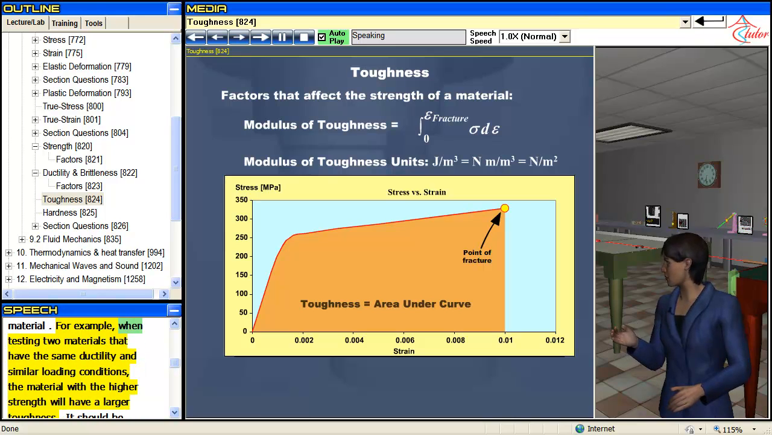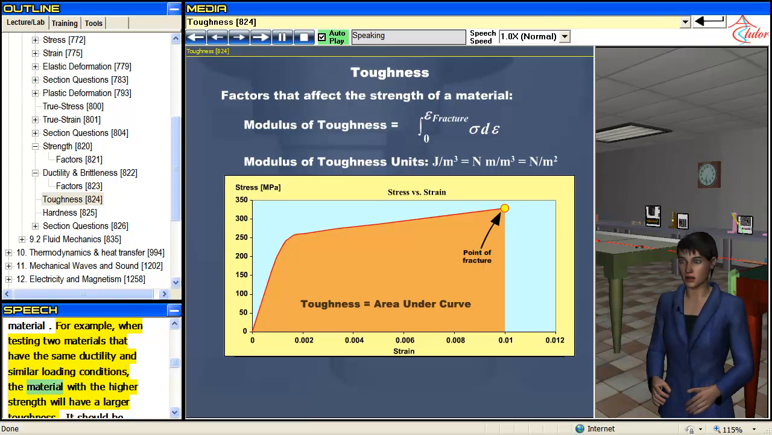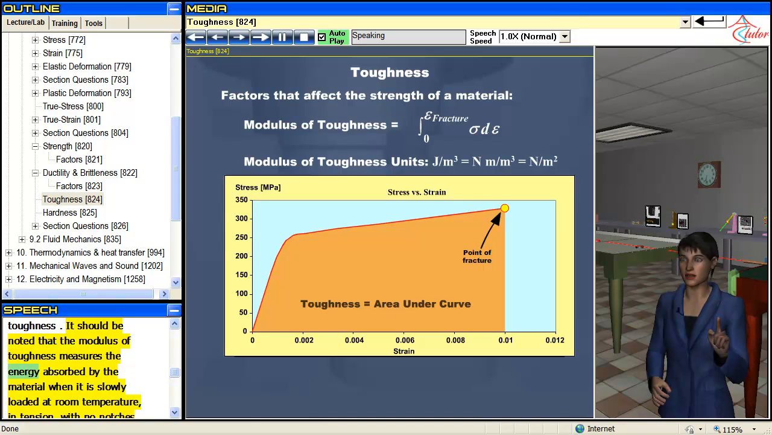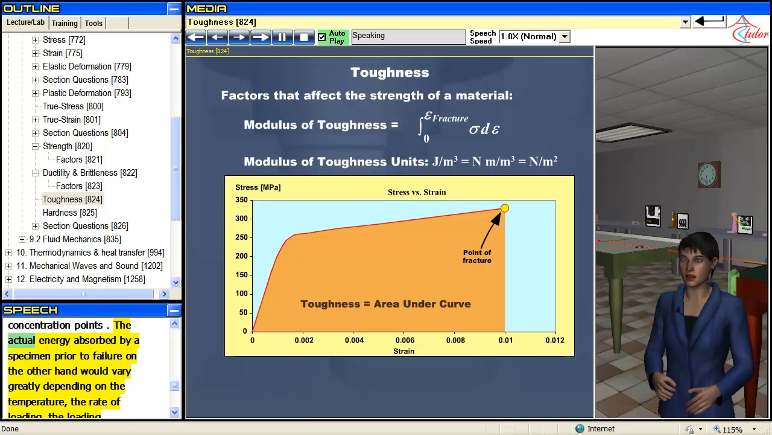For example, when testing two materials that have the same ductility and similar loading conditions, the material with the higher strength will have a larger toughness. It should be noted that the modulus of toughness measures the energy absorbed by the material when it is slowly loaded at room temperature, in tension, with no notches that cause stress concentration points. The actual energy absorbed by a specimen prior to failure, on the other hand, would vary greatly depending on the temperature, the rate of loading, the loading condition, and the existence of stress concentration points.